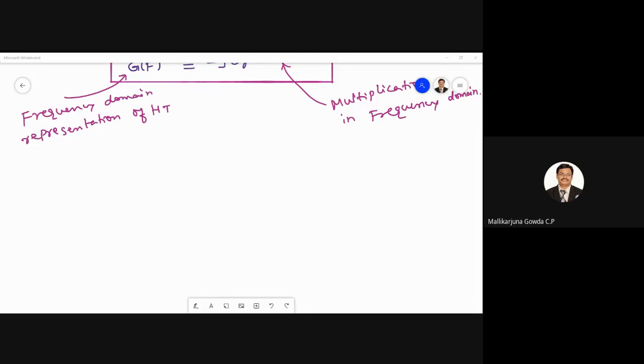Yes, you all should refresh the basics of this Fourier transform. Otherwise it becomes difficult. Yes, what about Karunya?